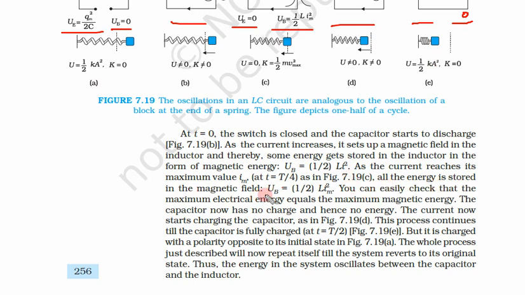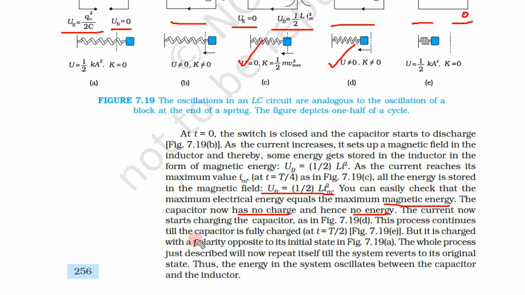All the energy is stored in the magnetic field, that's why we have put I_m. You can easily check that the maximum electrical energy equals the maximum magnetic energy. The capacitor now has no charge, hence no energy. That's why electrical energy is 0. The current now starts charging the capacitor. So now we have reached this case D.